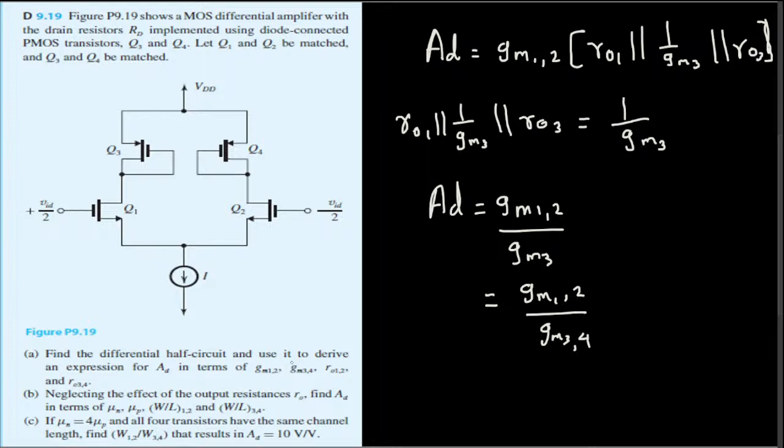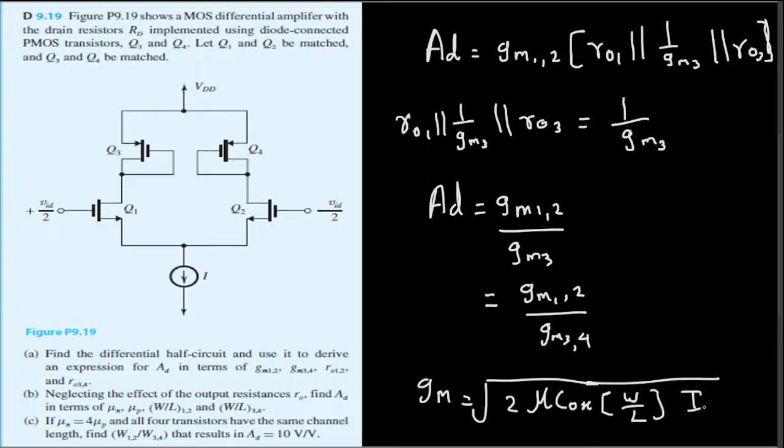In order to express it that way, we have to know the transconductance equation. Transconductance is given by this formula: GM is equal to the square root of 2 mu COX W over L times the ID current. This is the expression of the transconductance. Now we have to express this one using this. Let's see what happens. I'm going to go to a new page and copy the equation again. AD is equal to GM12 over GM34.